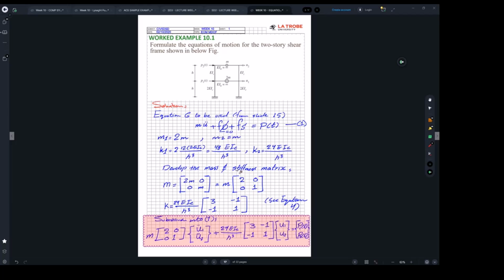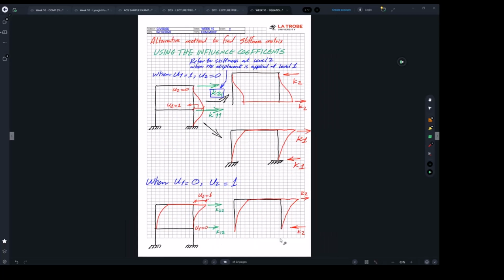And all we're doing today is just to write down the equation of motion. Next week, as I said, we will start from here to work out the mode shapes and to work out the frequencies or time periods, whichever.